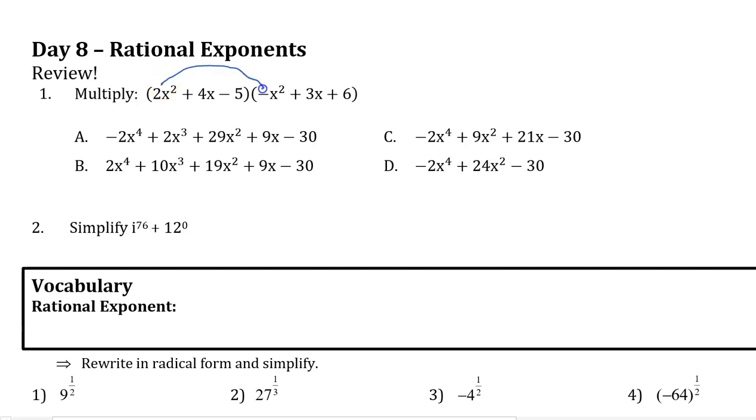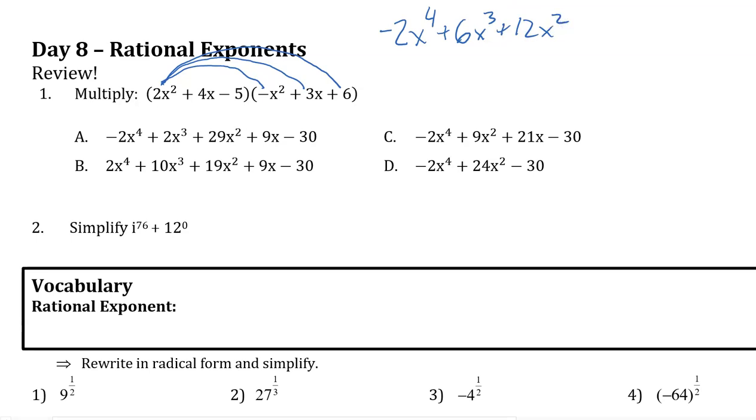We're going to take each element of the first multinomial, in this case a trinomial, and we're going to multiply it by each element of the second. So 2x squared times negative x squared is negative 2x to the fourth. When we multiply numbers with exponents together, the same base number, in this case x, then we add the exponents together. So then we go 2x squared times 3x, so that's plus 6x cubed. 2x squared times plus 6 is plus 12x squared.